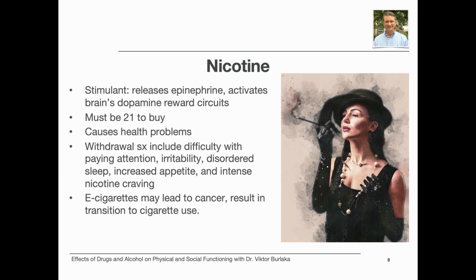Leaves of the tobacco plant also can produce a stimulant effect when chewed, sniffed, or smoked. Smoking tobacco or nicotine-containing products include cigarettes, cigars, pipe, hookah, and e-cigarettes, also known as vaping. You have to be 21 to buy tobacco products. Nicotine has a relatively high addictive potential, being quickly absorbed, causing the release of epinephrine and activating the brain's dopamine reward circuits.